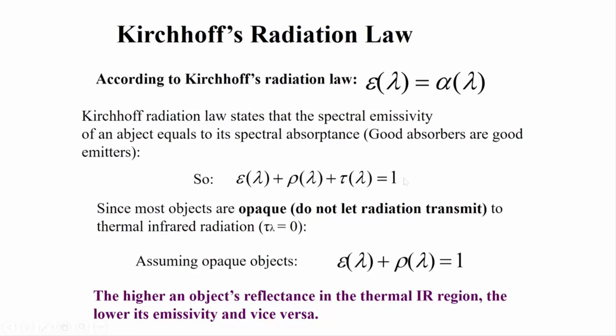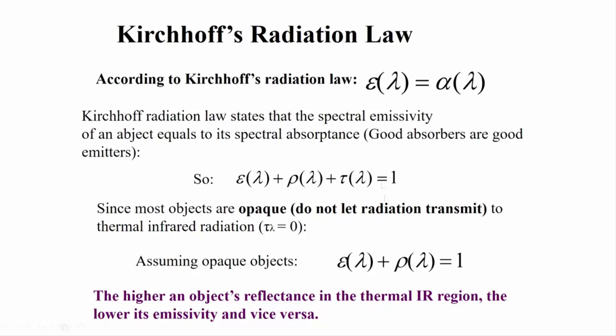Now if you look at the Earth's surface, most of the objects on the Earth's surface are opaque in nature. They will not allow any thermal radiation to pass through or transmit through them. At that time transmittance will be equal to 0. Now when transmittance becomes 0, the total incoming radiation will depend on two factors: the absorptance, which is replaced by emissivity, and the reflectance. It means that reflectance plus emissivity will be equal to 1.